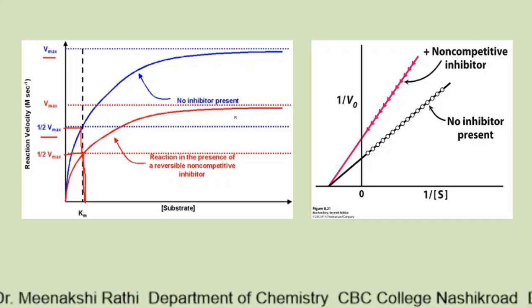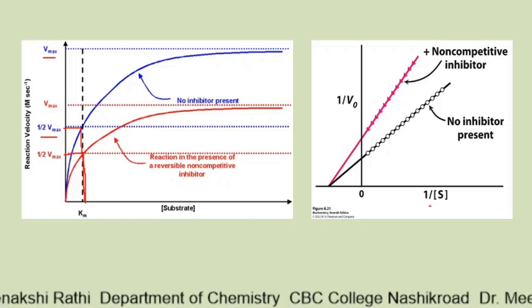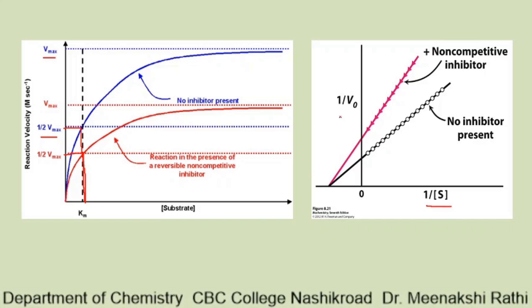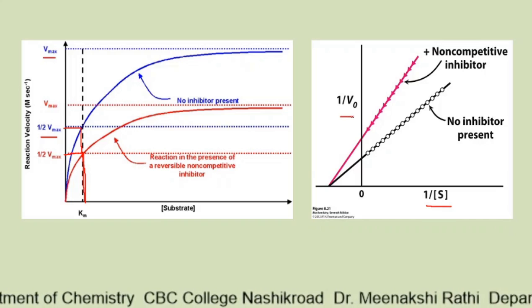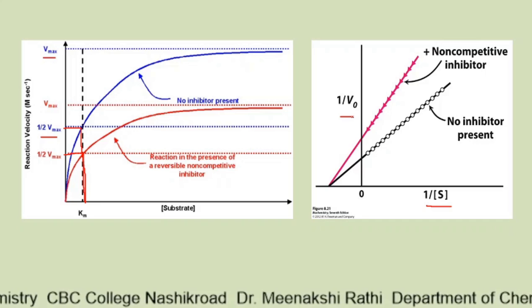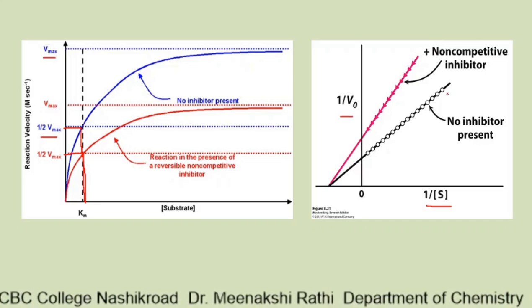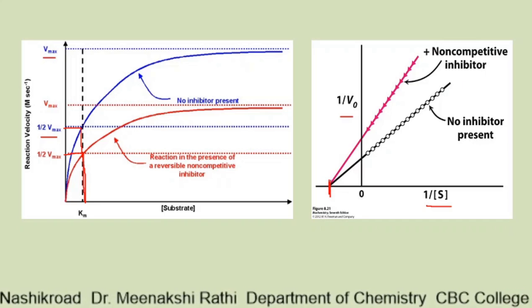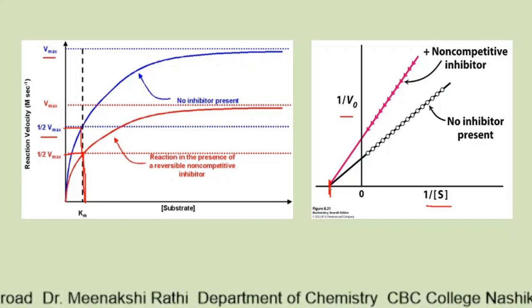Here, this is a Lineweaver-Burk plot, when we plot a graph between the reciprocal of substrate concentration and the reciprocal of the velocity. Here also you can see that Vmax is changed, but the Km value remains the same.